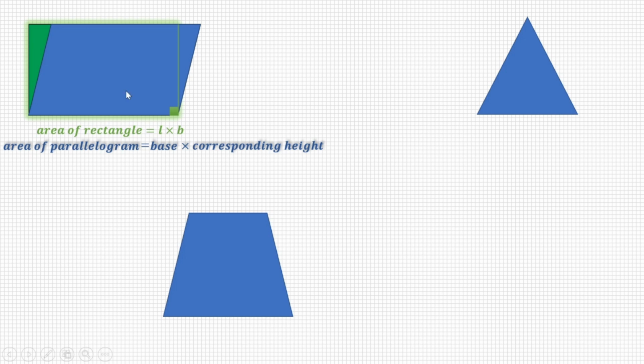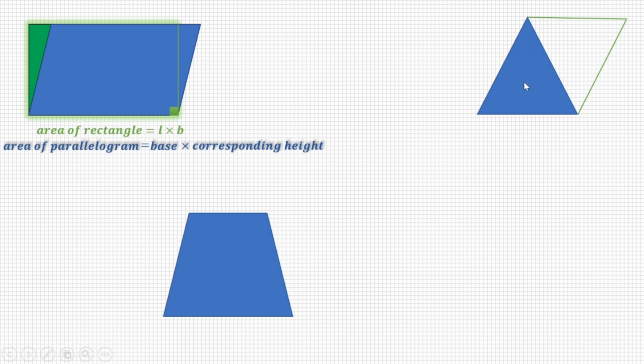And how did we derive it? Through the rectangle. Now again we have a triangle. How to find out its area? Here every triangle can be completed into a parallelogram. Here I made an equilateral triangle, but whatever may be the shape of the triangle, we can make a parallelogram out of it. And the triangle will always be exactly half of this parallelogram.